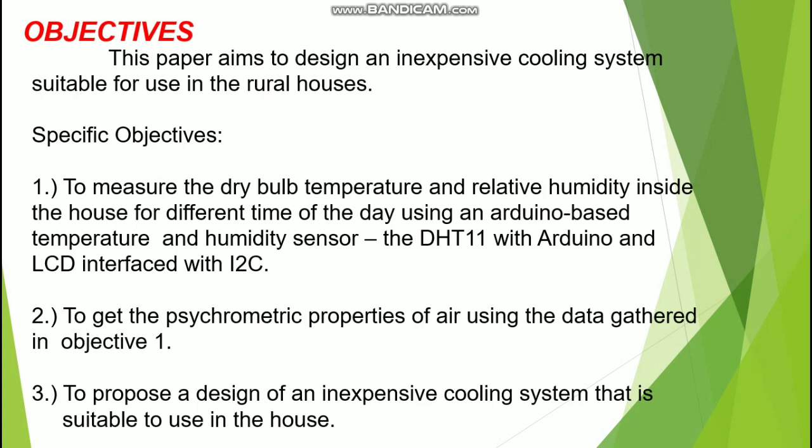So the objectives. This paper aims to design an inexpensive cooling system suitable for use in the rural houses. So specific objectives. Number 1, to measure the dry bulb temperature and humidity inside the house for different times of the day using an Arduino-based temperature and humidity sensor, the DHT11 with Arduino and LCD interface with I2C. Number 2, to get the psychrometric properties of air using the data gathered in objective number 1. Number 3, to propose a design of an inexpensive cooling system that is suitable to use in the house.